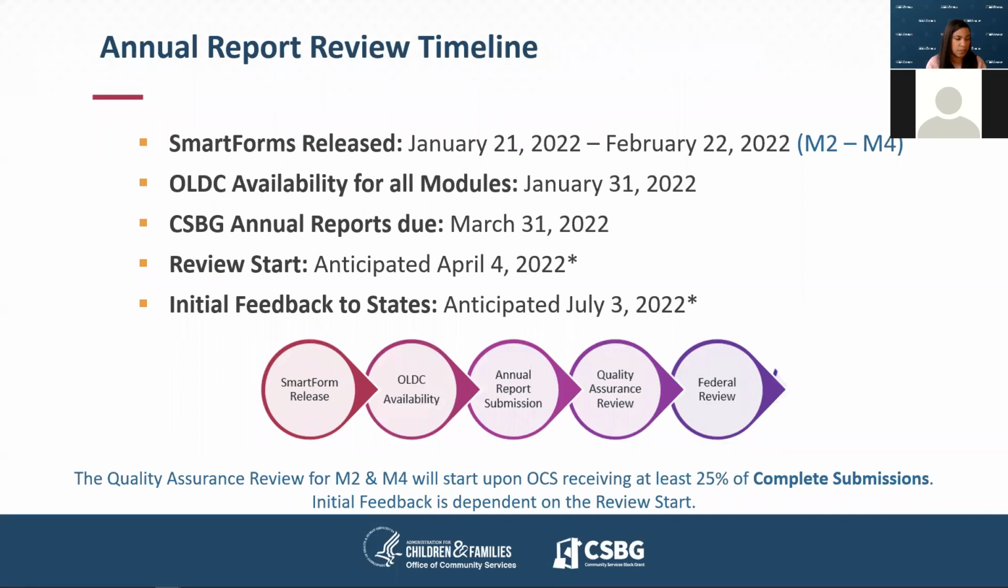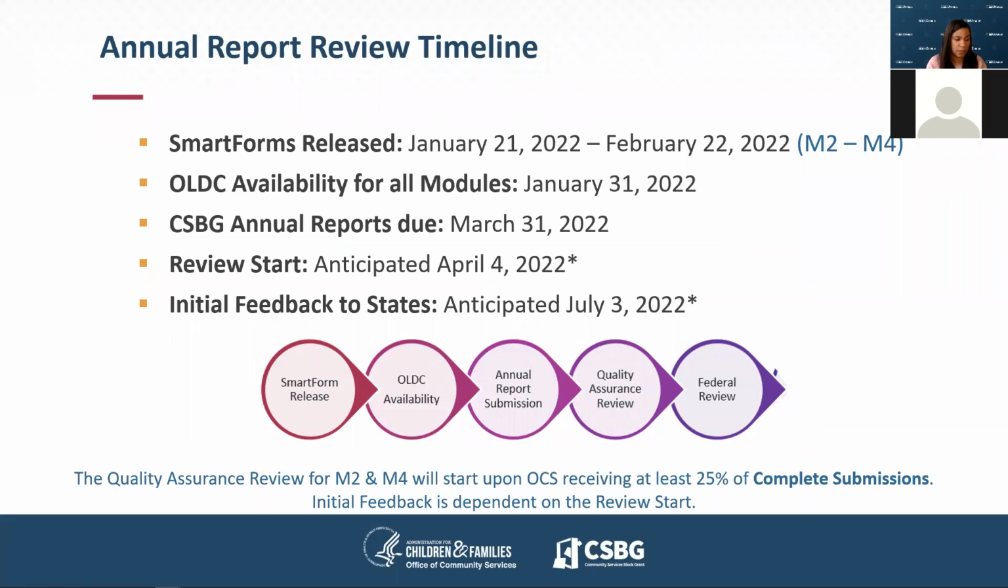So this also brings me to the annual report review timeline. We want you to be aware of what we are setting up as our timeline. The smart forms have been released between January 21st and February 22nd. So there are a few states who still have not received their smart forms. Please expect those no later than next Tuesday, February 22nd. OLDC is available for all modules. They have been available since January 31st.